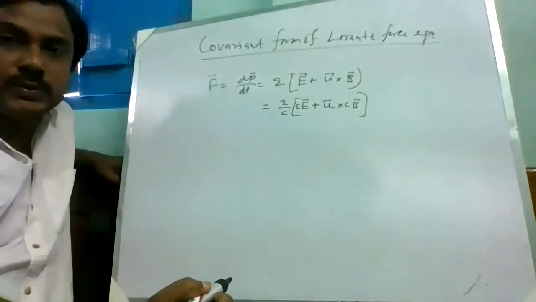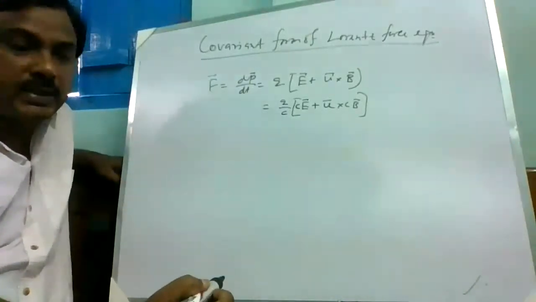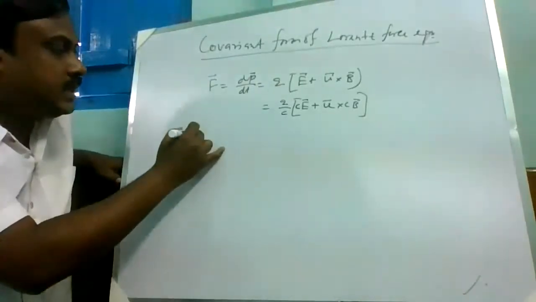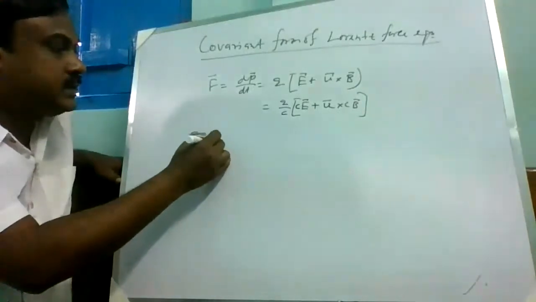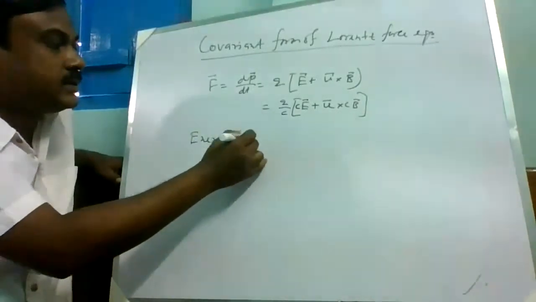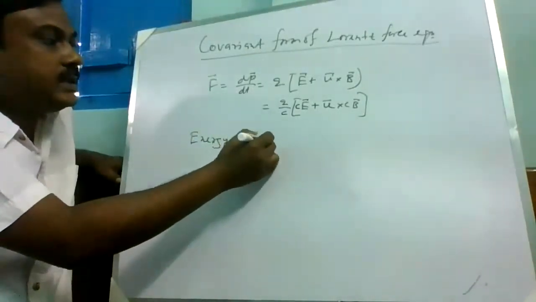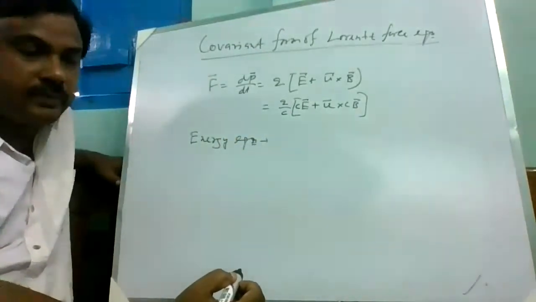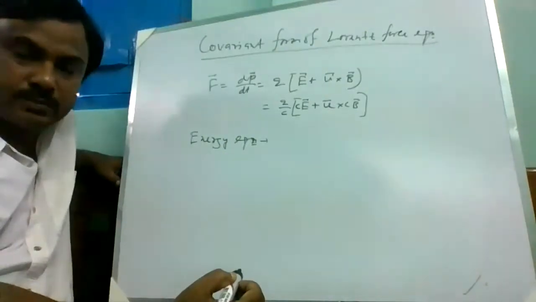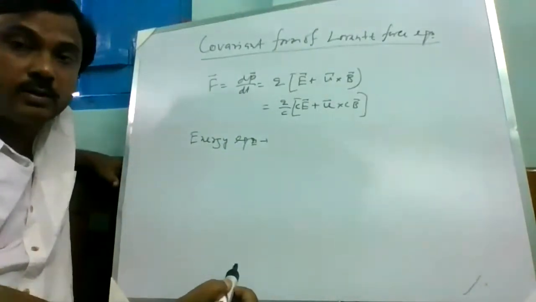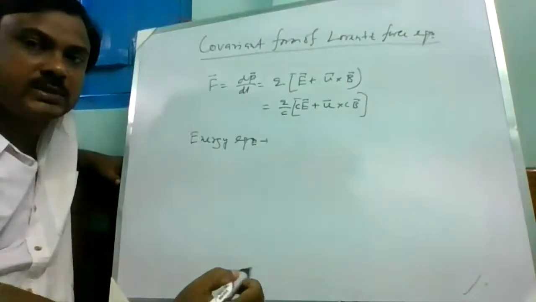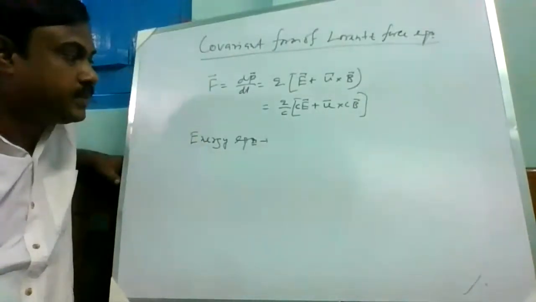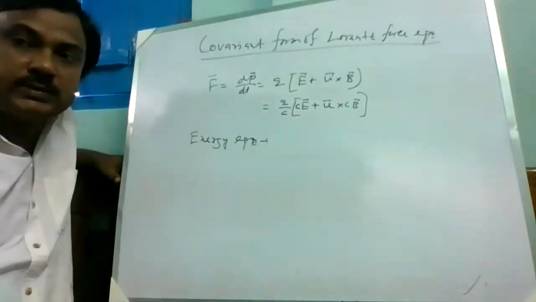If a charged particle is moving in an electromagnetic field, then there is another equation, which is called the energy equation. What is this? That is the energy dissipated in an electromagnetic field. You know, the magnetic field does not do any work on any charge because the charge is moving perpendicular to the magnetic field direction. The only work done is by the electric field.